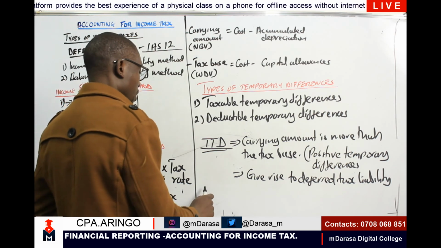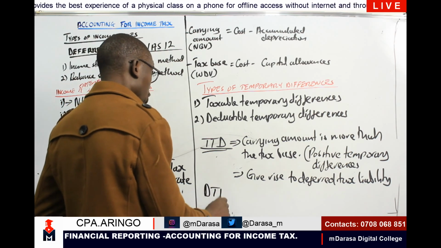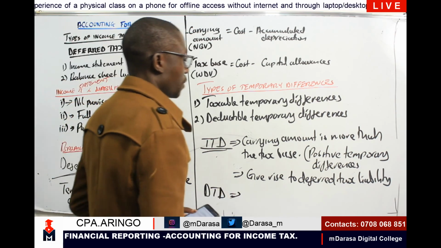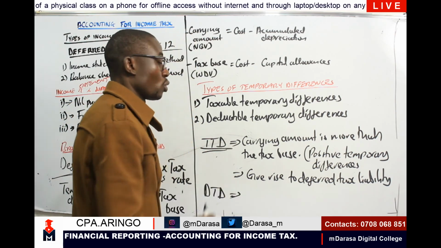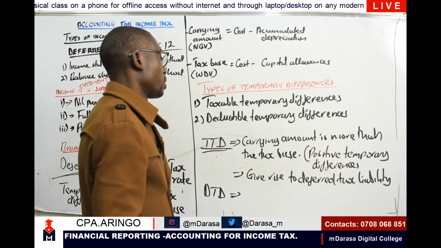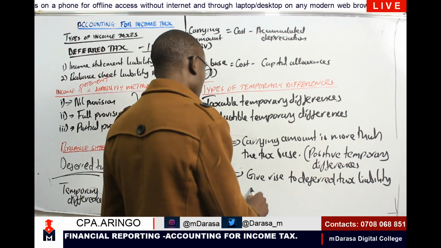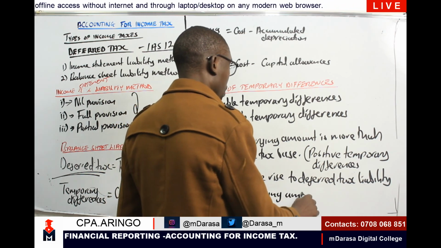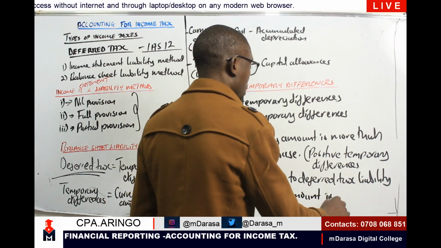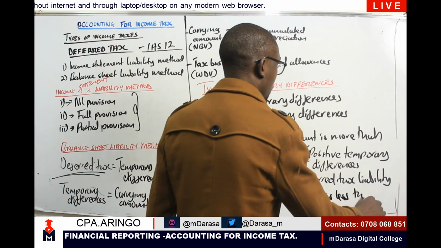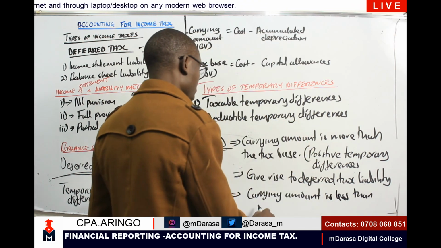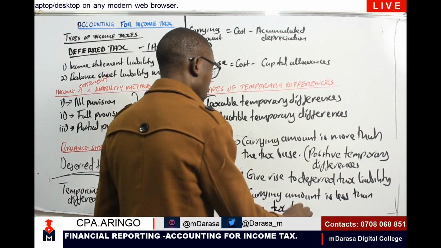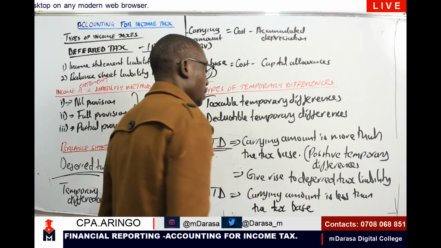What about the second one? DTD, deductible temporary difference. You'll find that this is the opposite of TTD, taxable temporary difference, because at this point you are saying the carrying amount is less than the tax base. The carrying amount is less than the tax base.